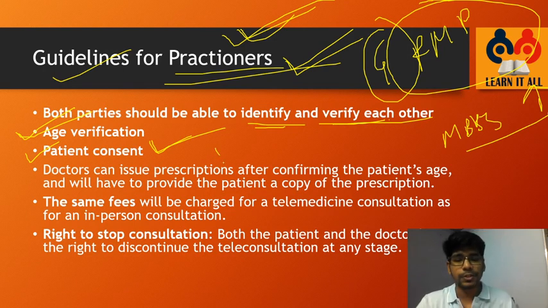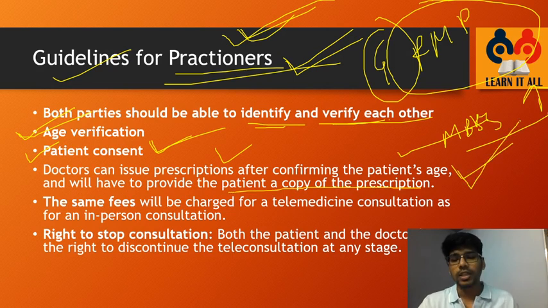Doctors can issue prescriptions after confirming the patient's age and will have to provide the patient a copy of the prescription, right? The doctor has to give the prescription after confirming the patient's age. Without confirming the patient's age, the doctor cannot give the prescription to anyone, right?